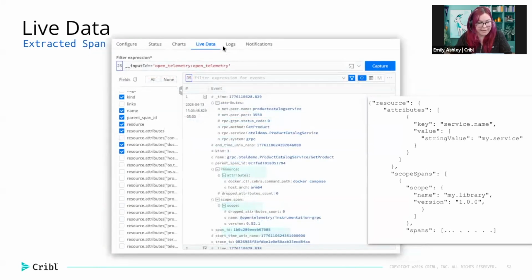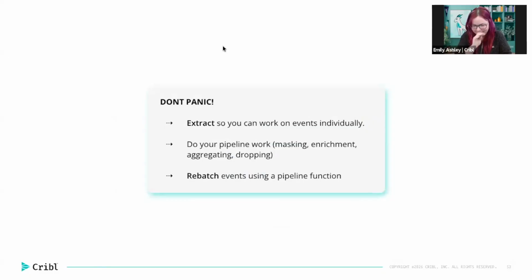Here is the same thing on spans. But what this also means is those resource attributes are duplicated n number of times. If you had 100 spans, now you have 100 copies of the same resource attributes on each of those spans. So you can see data bloat from extraction if you send them out just like that. Don't panic. I'll talk later in detail about how to deduplicate, but just so you don't freak out in the meantime, the recommended pattern is that you extract logs or spans so you can work on them individually. You do your pipeline work, which is the masking, enrichment, aggregation, or dropping, and then you rebatch them using a pipeline function.